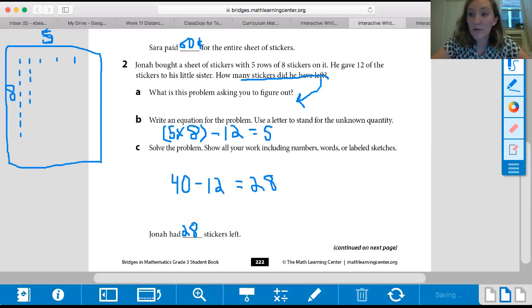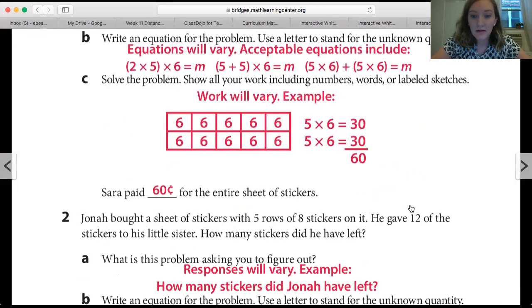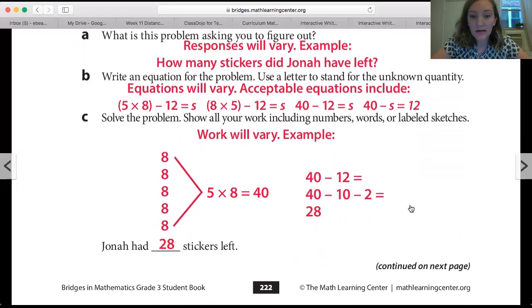Let's check our work with our answer key here. Check our work. Oh, wow, they did it in a crazy way, but yes, they did get 28 stickers, so that's good. Did get 28 stickers.